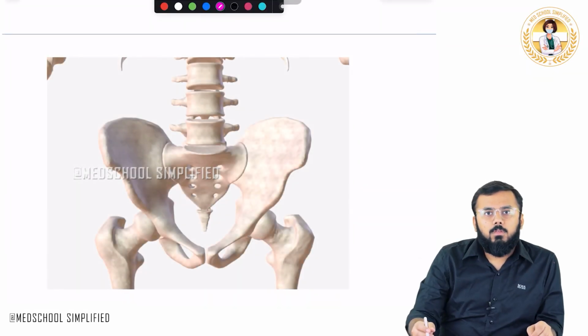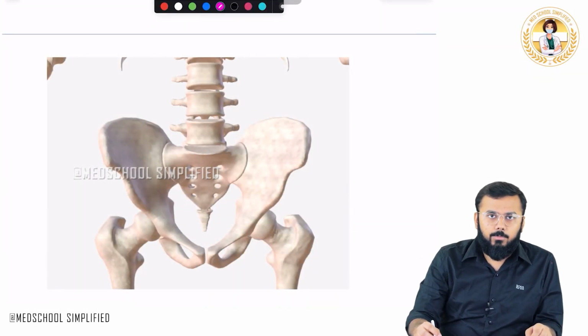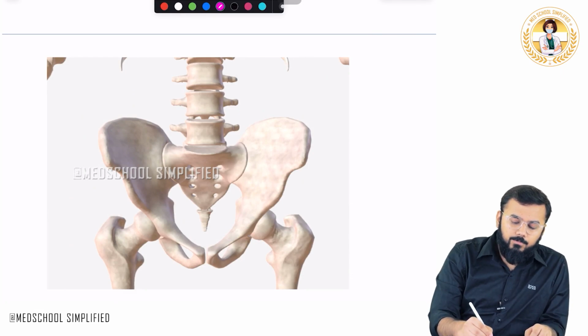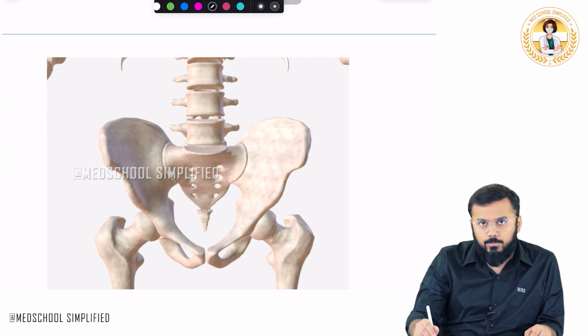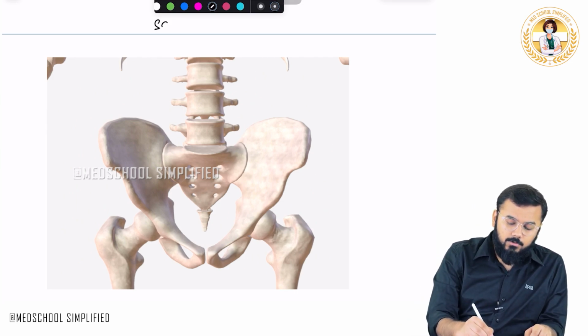Hello guys. So now we shall be discussing the topic of sciatic foramina. Where are these sciatic foramina present? They are present within your pelvic bone, right? So the topic of discussion is the sciatic foramina.